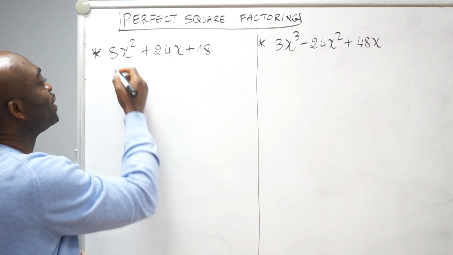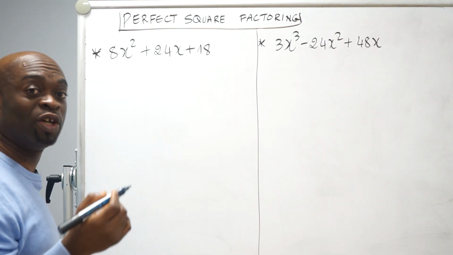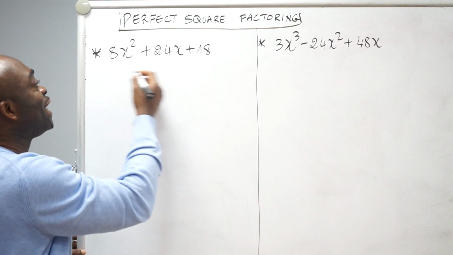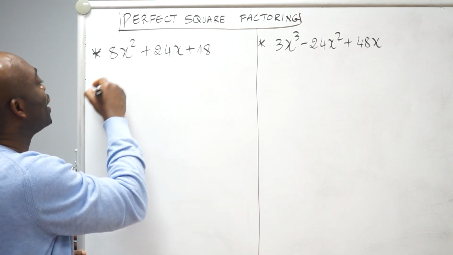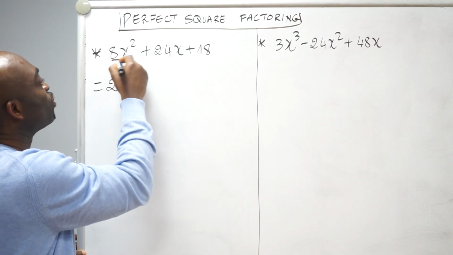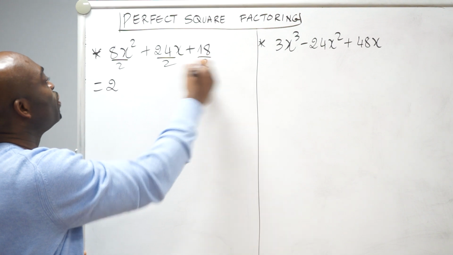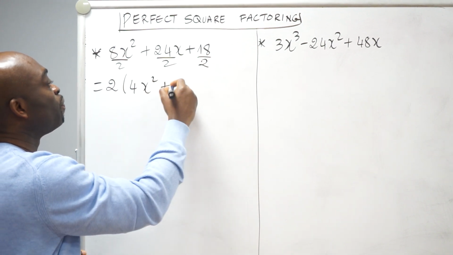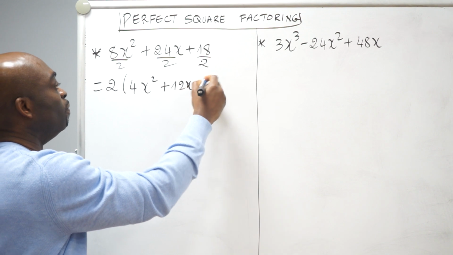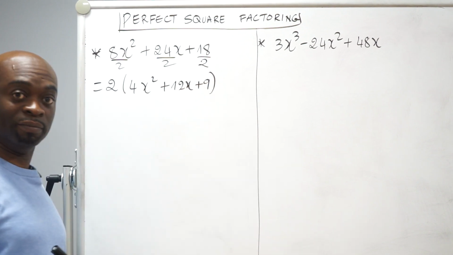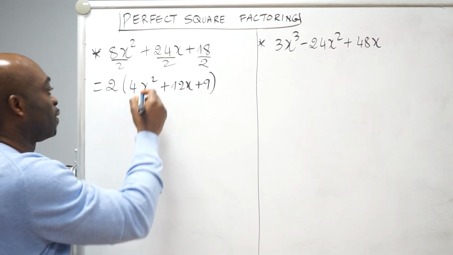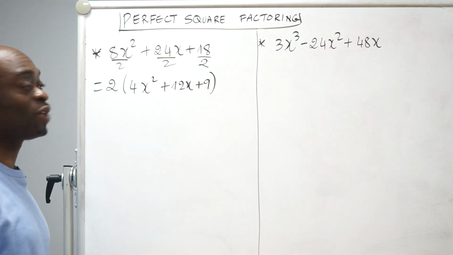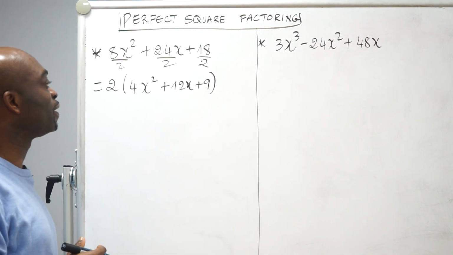So is there anything in common for all these numbers here? 8, 24, 18. Yes, 2. All of them are even numbers, right? So they are divisible by 2. So 2 can come out. If 2 comes out, you're dividing everybody by 2. So this will give you what? 4x squared plus 12x plus 9. All right? So this is what you have for this problem so far.